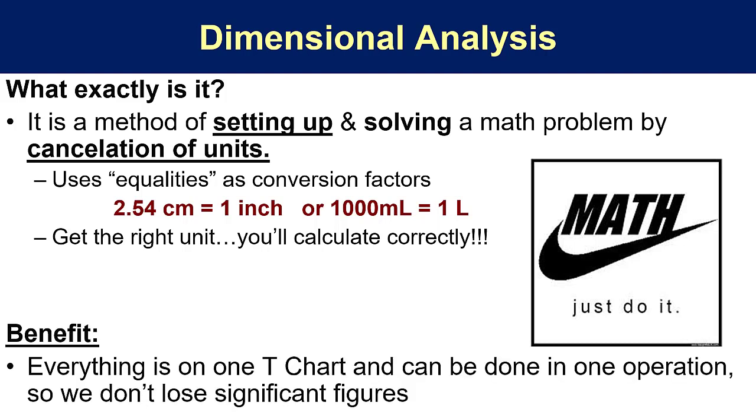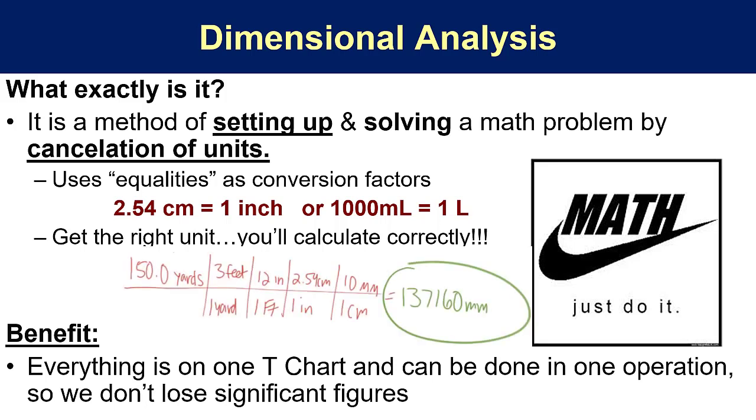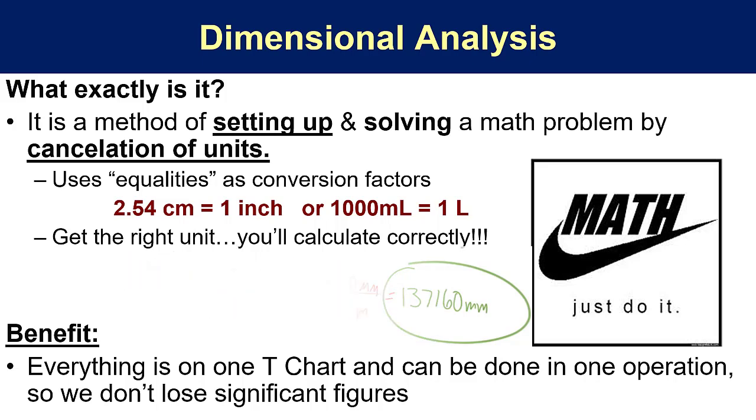What's also nice about this is that we're going to put all our numbers on one T-chart and do everything in one soup to nuts operation, and that's going to help us not lose significant figures. Because I'm sure in the past, if you were sketchy on dimensional analysis and unit conversion, you were just making a bunch of proportions and choosing some random numbers to round to and then plugging it into the next proportion. And in the end of the day, you were getting an answer that was a little bit off of where you needed to be because you lost significant figures.